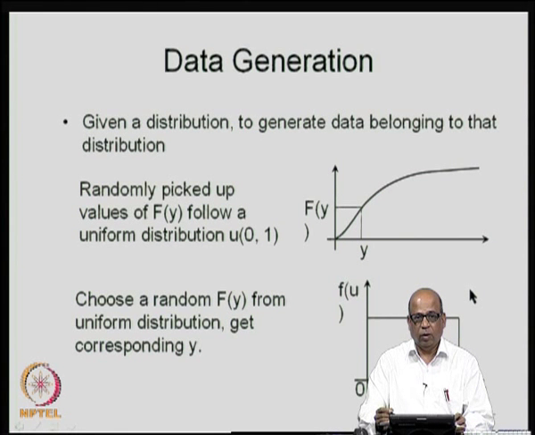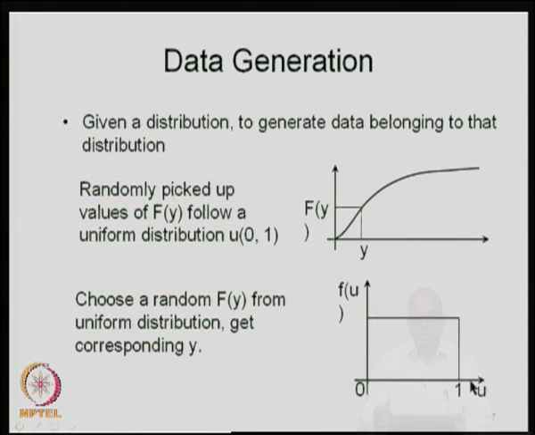What is this random value? As I just mentioned, the randomly picked F of y's follow a uniform distribution between 0 and 1. So, you generate random numbers which belong to this uniform distribution in the interval 0 and 1, set that equal to F of y and solve for y, knowing the analytical expression, and that is the generated value of y. Next time you change the F of y by changing the random number and generate another value of y, and so on and so forth.